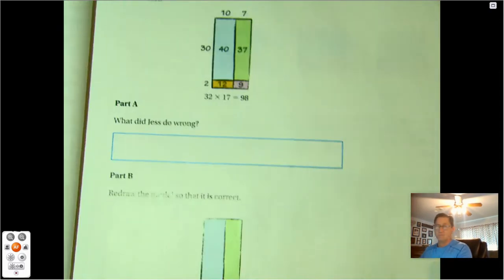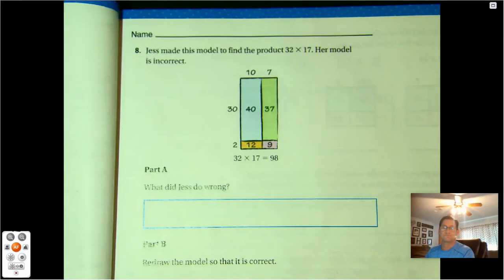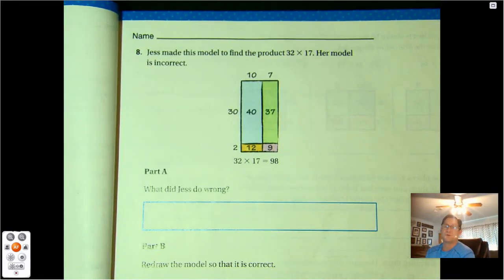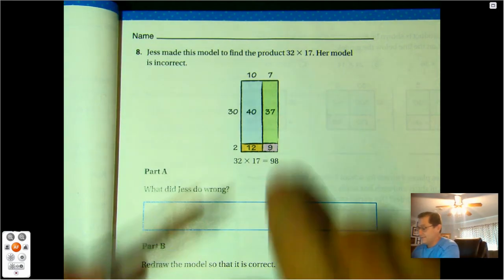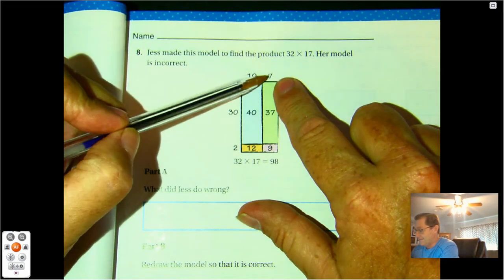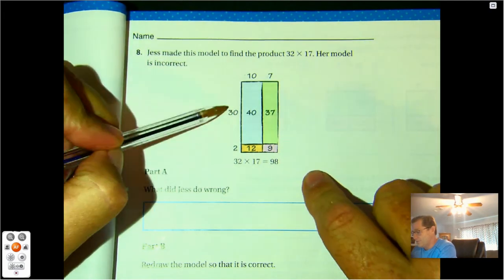Number 8. Jess made this model to find the product 32 times 17. Her model is incorrect. Oh, that's too bad. What did Jess do wrong? All right, well, let's start by seeing if Jess has the numbers right on the outside. 10 and 7, 17. All right. 32. 30 and 2 is 32. All right, that's good.